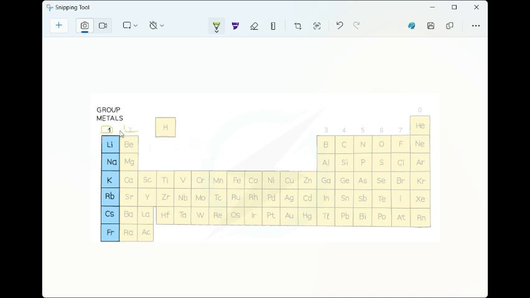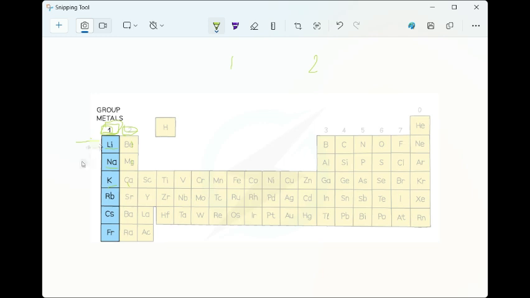So you guys should know what the group number means. First of all, that's pretty important. Your group number means how many electrons you have in the outer shell. For example, everything here, so lithium, sodium, potassium, all of them have one electron on the outer shell. Same with group two, right? Beryllium, magnesium, all these ones, they have two electrons in the outer shell.